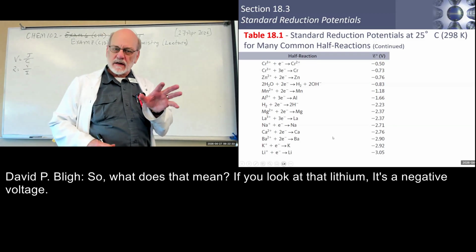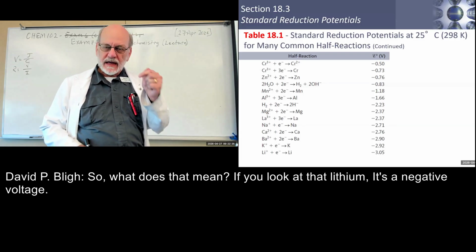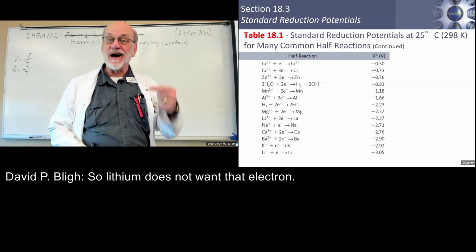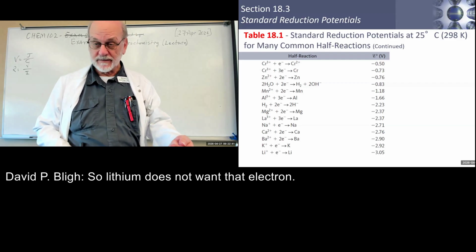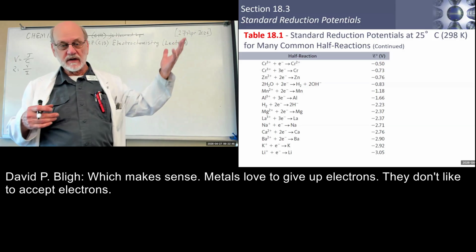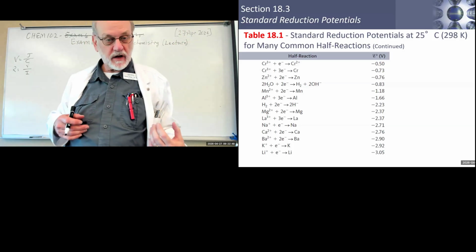So what does that mean? If you look at that lithium, it's a negative voltage. So lithium does not want that electron, which makes sense. Metals love to give up electrons. They don't like to accept electrons.